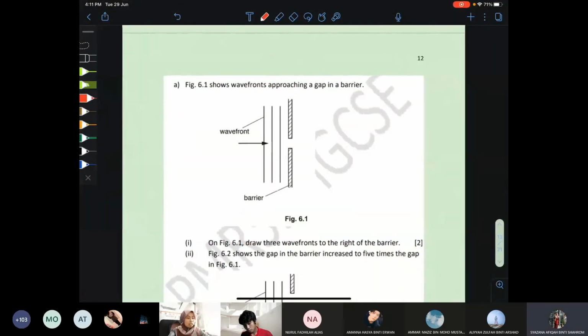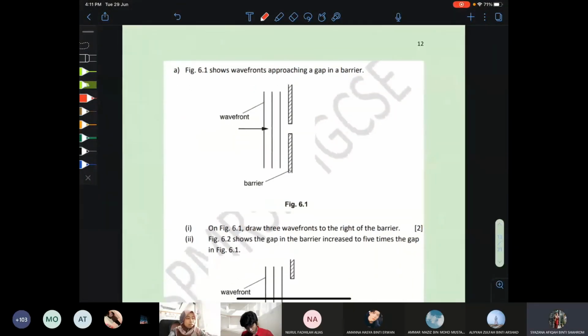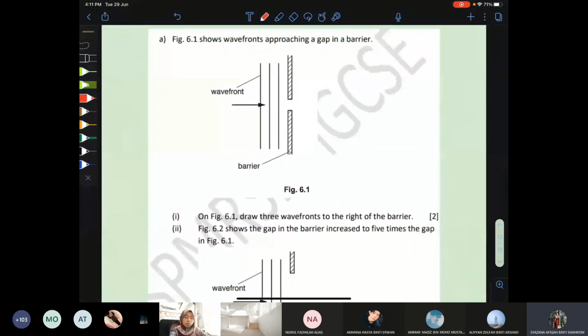Figure 6.1 shows wavefronts approaching a gap in a barrier. Okay, on figure 6.1, draw 3 wavefronts. Boleh bagi tahu dah, 3 saja dia nak to the right of the barrier. So, is this, you will get something that is obvious ataupun less obvious? Obvious. Okay, so it could be obvious one. Jadi dia kena curve lah. Okay, tak boleh straight tadi. Kalau straight tu salah.